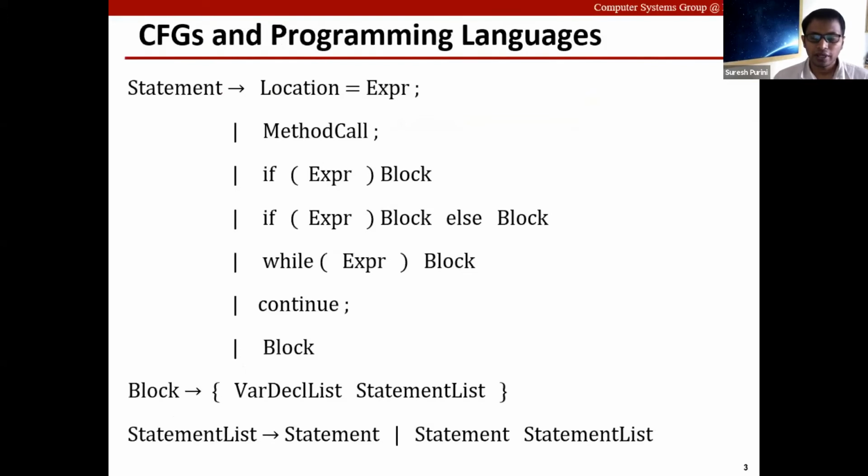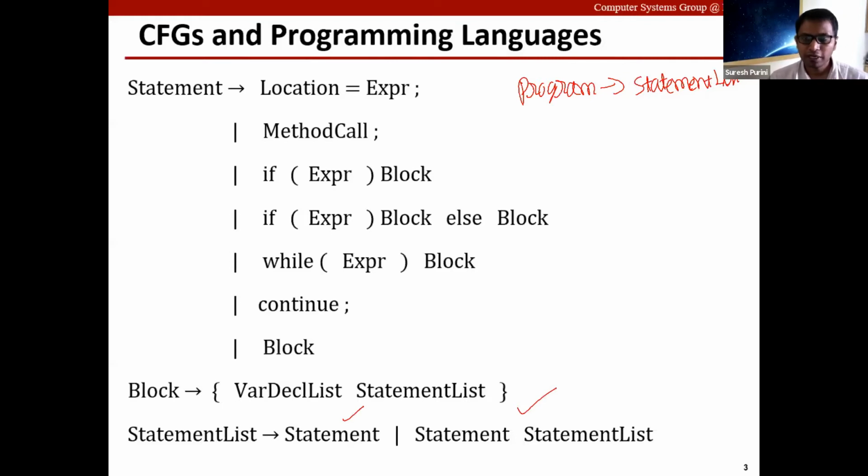Going on, we have also seen that context-free grammars are very good tools to specify the syntactic structure of programming languages precisely and concisely. For example, in a very simplistic programming language, we can say a program is a sequence of statements. So a program is a statement list. And what is a statement list? A statement list is either a statement or a statement followed by a statement list.